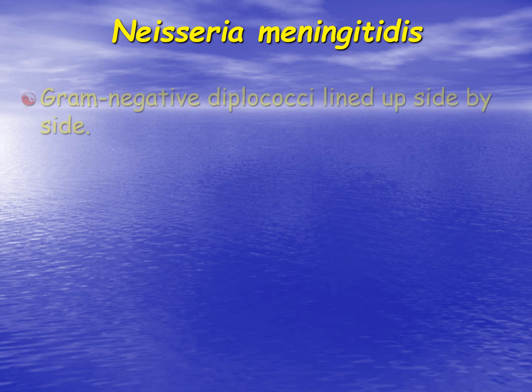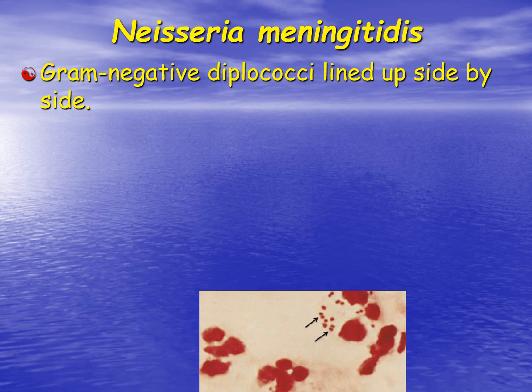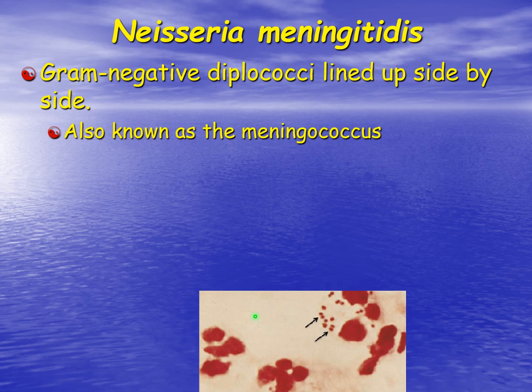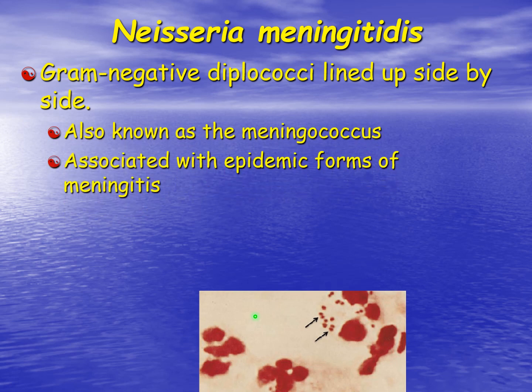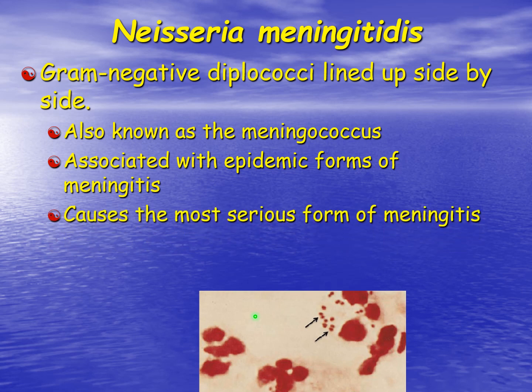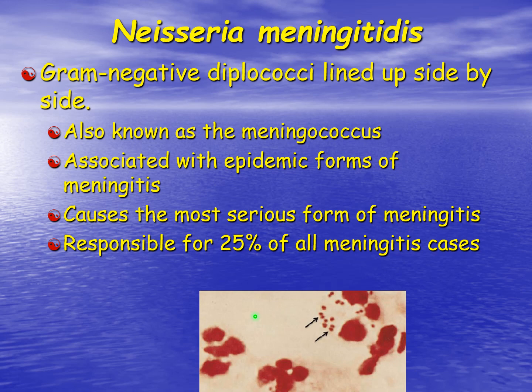Neisseria meningitidis. This is a gram-negative diplococcus, and you can actually see the diplococcus here at the ends of these arrows. And these are actually contained within the neutrophil. This is also known as meningococcus. It is associated with an epidemic form of meningitis, and Neisseria meningitidis causes one of the most severe forms of meningitis. It's responsible for almost 1/4 of all meningitis cases in humans.